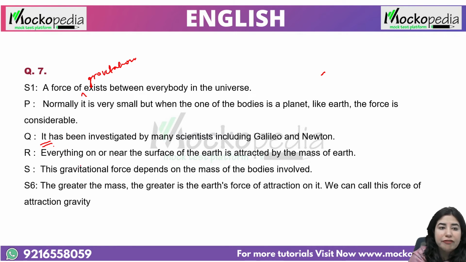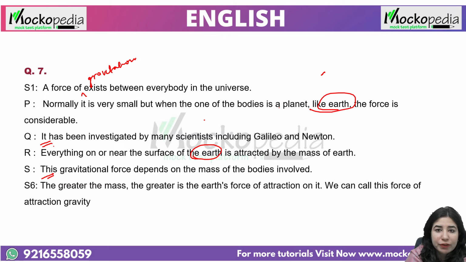Let's further read. Everything on or near the surface of the earth is attracted by the mass of the earth. So let's come to statement S. This gravitational force depends on the mass of the bodies involved. So this gravitational force, you need to see how the statements are showing connection. So now we know that it is the force, gravitational force, that we are talking about, and then we can see P and R are showing some association because both of the sentences talk about the force the earth exerts, right? So let's first come to a conclusion that can we say P and R can form a mandatory pair.